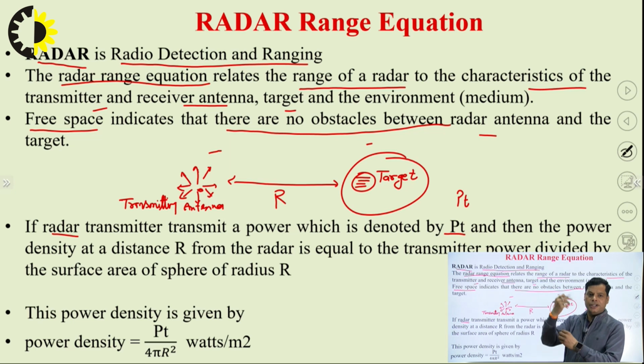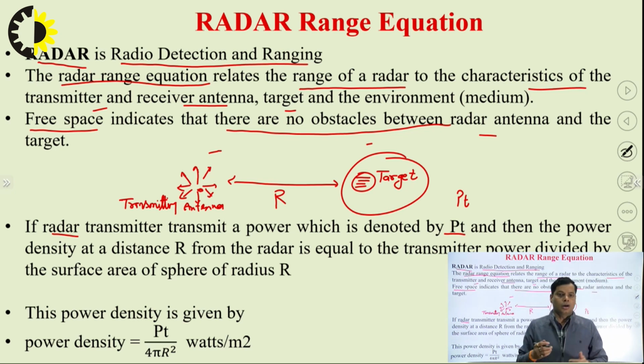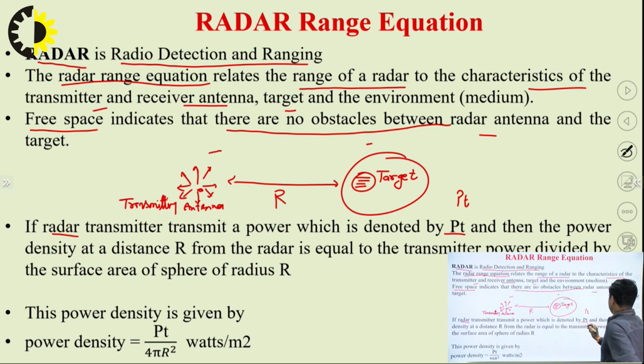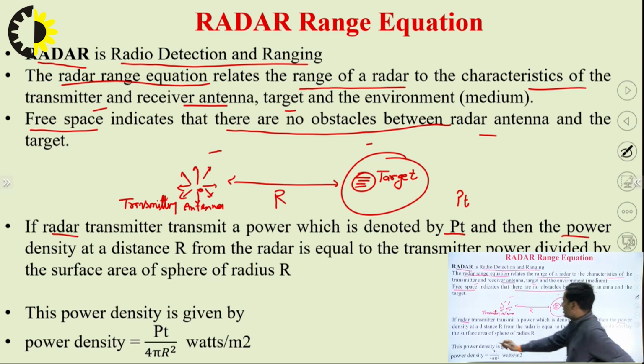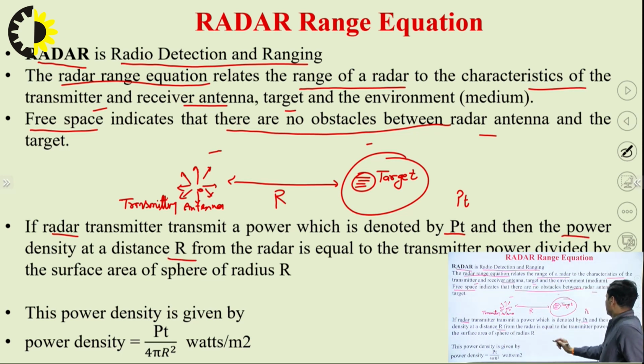Some power will be radiated by the antenna. It can be used for different applications, but specifically we are considering radar. Because we want to create a relation with the distance, we are considering the power density, that is, how much power is delivered from that antenna at a distance R. For power transmitted PT, the power density at a distance R from the radar is equal to the transmitter power divided by the surface area of the sphere.